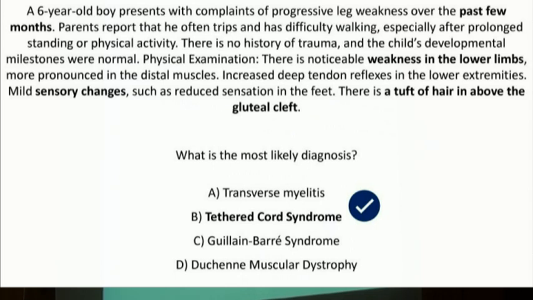Yeah, I think it will be upper motor. Upper motor, that's right.